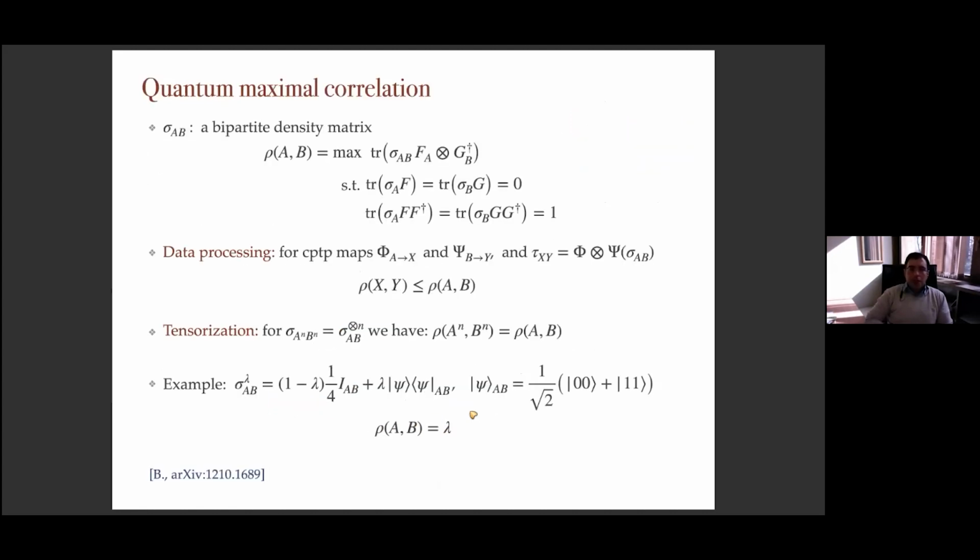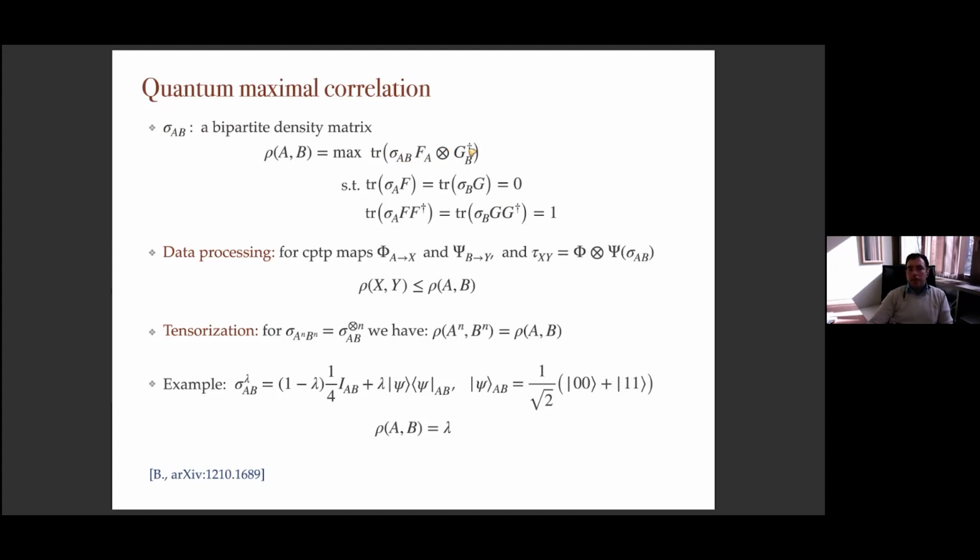So this is a quantum workshop, so I should talk about the quantum maximal correlation. It's defined in the same way. In the quantum case, instead of a distribution, I have a bipartite density matrix, and the question is, what's the maximum correlation for this bipartite density matrix? I can define it in the same way. Instead of considering the expectation, it would be just the trace of my density matrix times something.